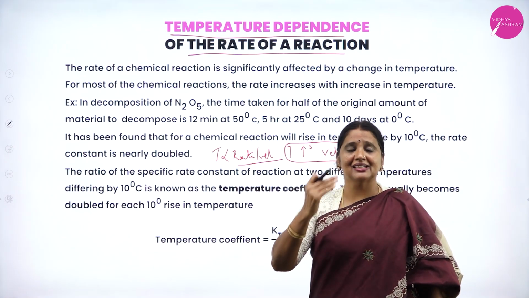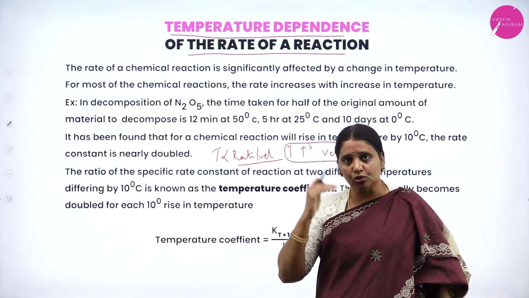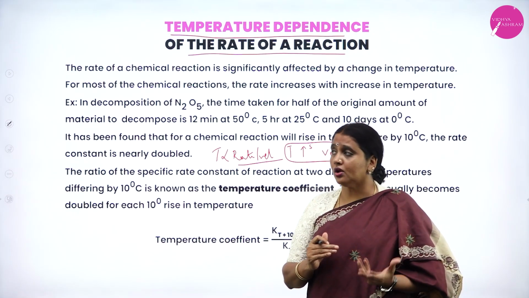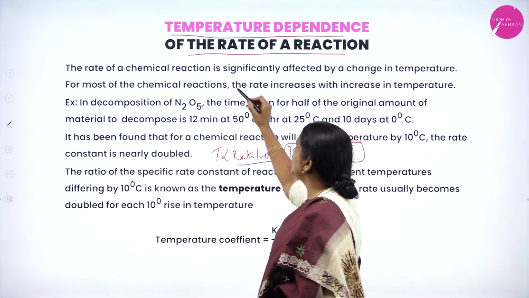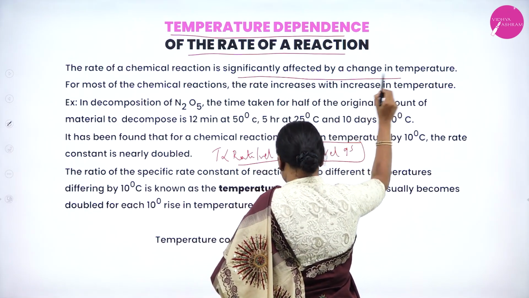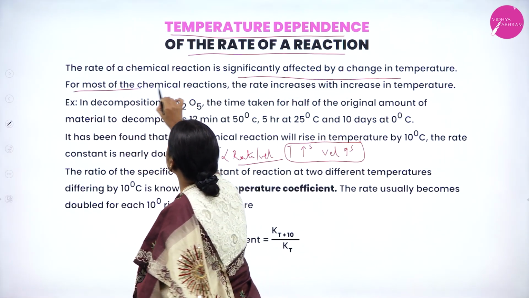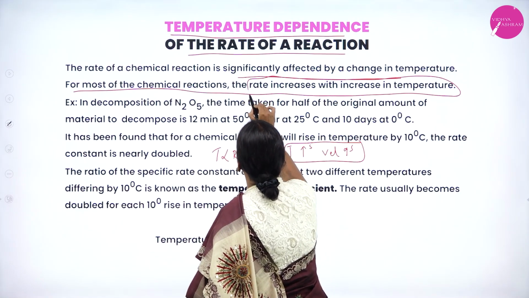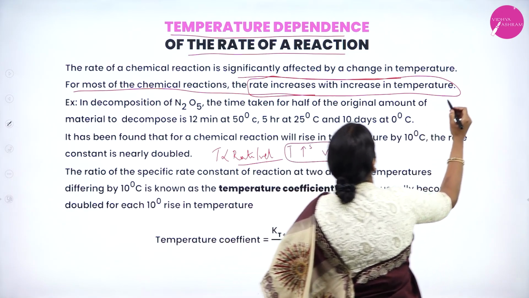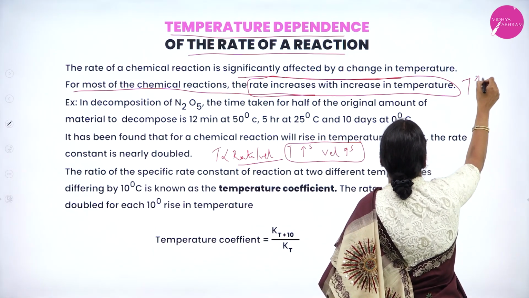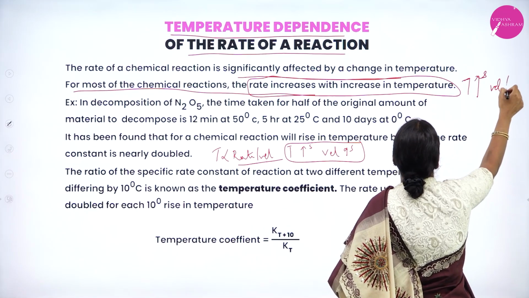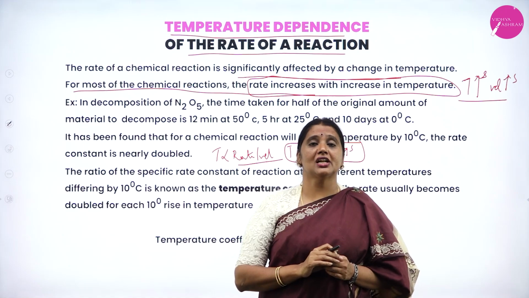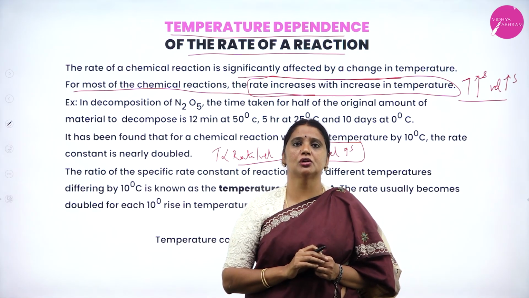That's why in the practical class, if the reaction is not possible at room temperature, what are we going to do? We will raise the temperature. A chemical reaction is significantly affected by a change in temperature. For most chemical reactions, the rate increases with increase in temperature. Therefore, as temperature increases, the velocity of a chemical reaction also increases. I can say the temperature and velocity are directly proportional to each other.